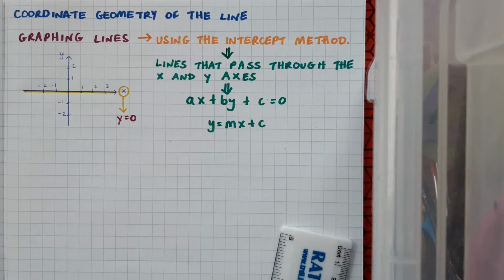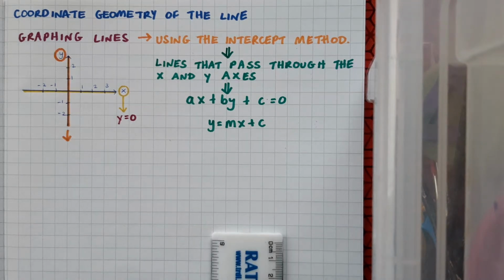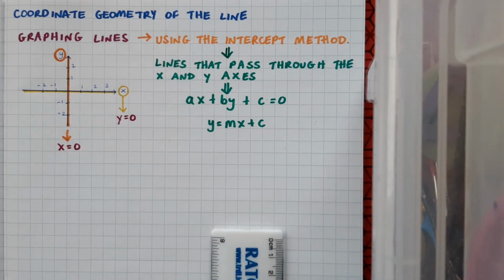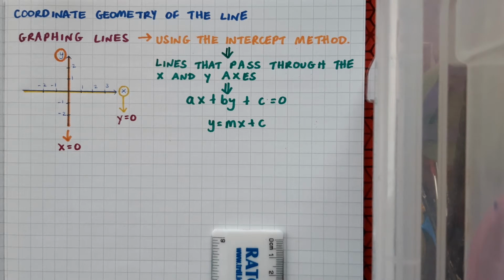The intercept method operates on the basis that all points that are on the x-axis have a 0 in the y part of their point, and that all points that are on the y-axis have a 0 in the x part of their point.